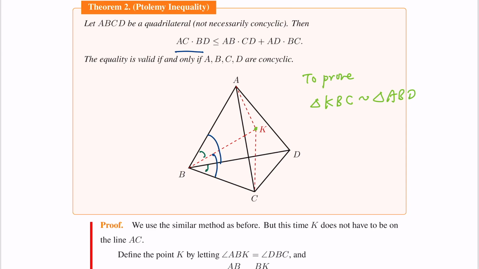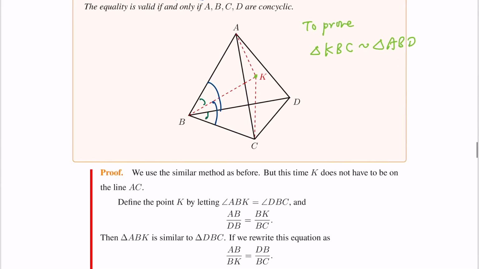Okay, so let's first just write down something. As before, we first construct. We can take a K so that AB over BD is BK over AC. So because of this, we then imply that triangle ABK is similar to triangle DBC.